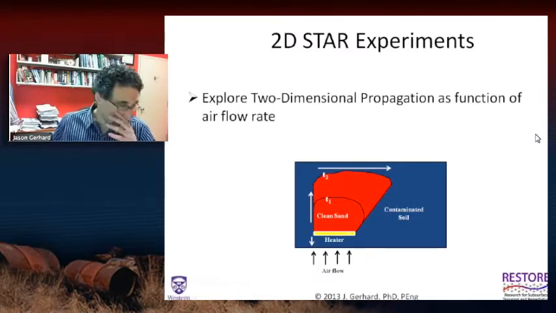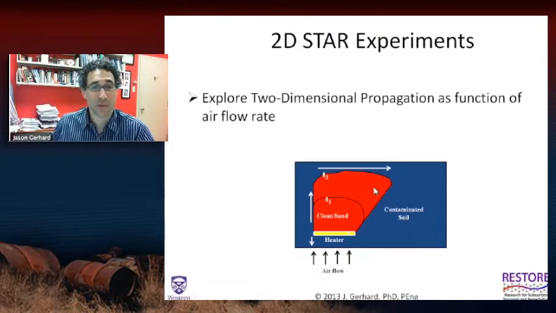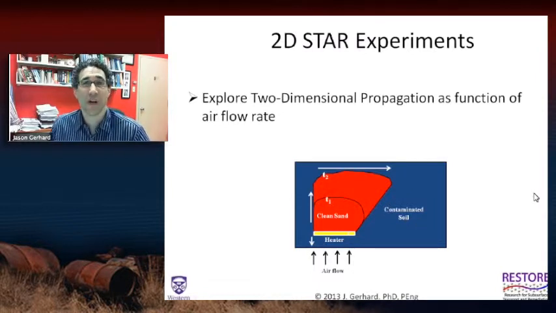So we developed a series of experiments to explore this. It's basically the same thing you've seen before, contaminated soil and a heater, but the heater only occupies a fraction of the material, and the airflow can also be applied across a fraction of the material. So picture something similar to a well being put into a coal tar contaminated site, heating in that well and also blowing air into that well. How would the front propagate outwards from that well?